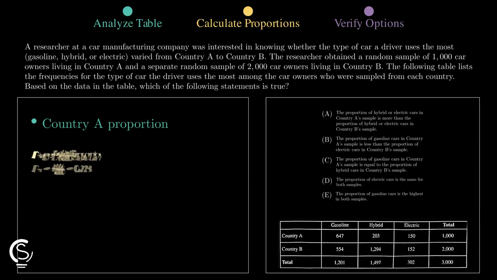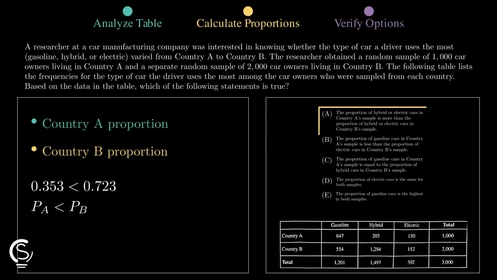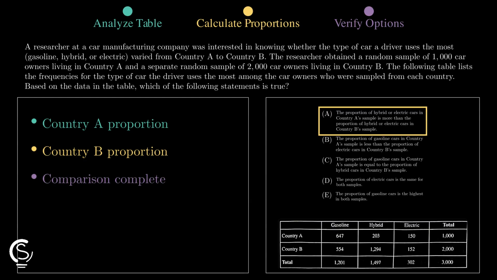Finally, compare the two values. Since 0.353 is less than 0.723, we evaluate the options to find the true statement. Done!